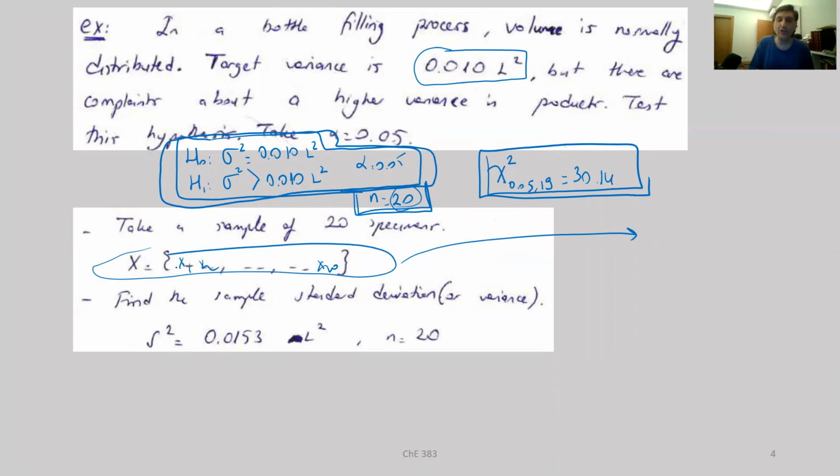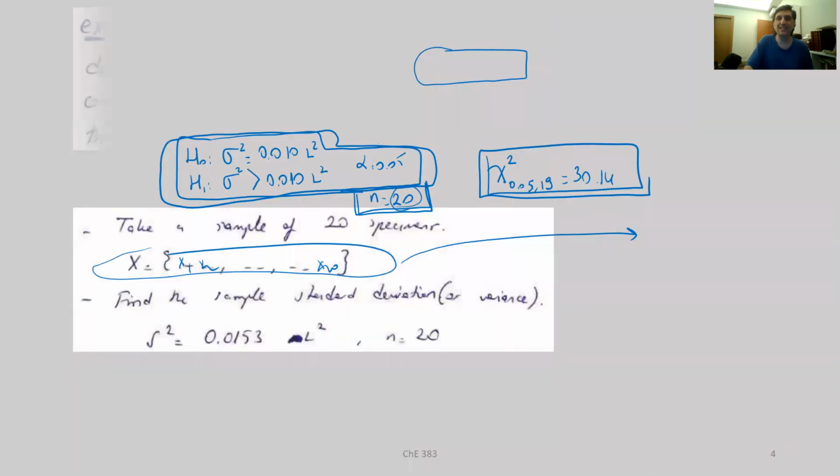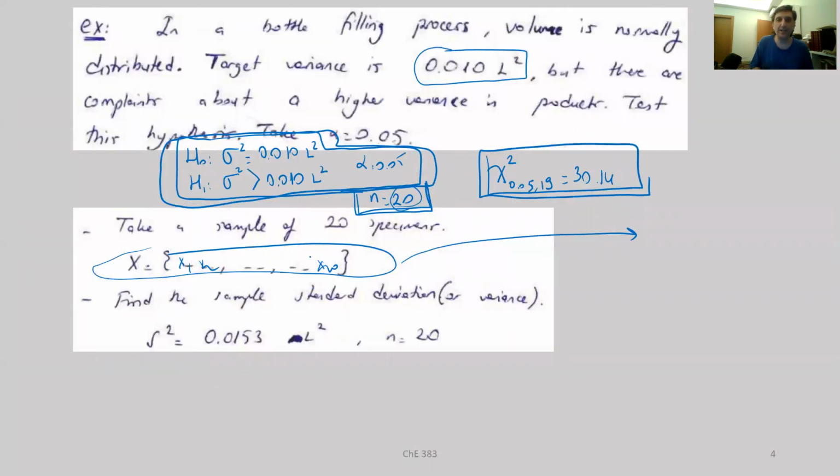And what we only need to do, if we go back, our test statistic actually is comprised of n-1, where the sample size is n. S square should be computed from the sample, and sigma 0 square is the hypothesized value of the null hypothesis. So it's that simple. So what we need to compute from this sample is only the corresponding S square value. So S square value has come out to be 0.0153.